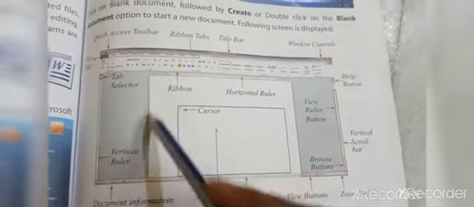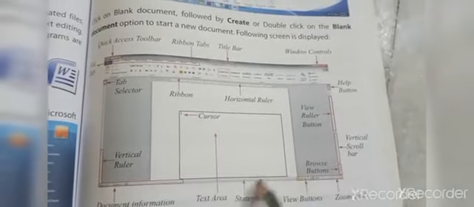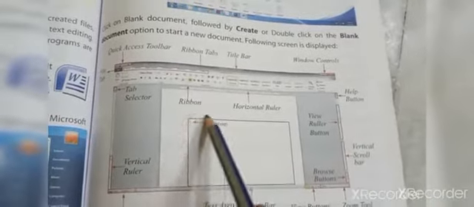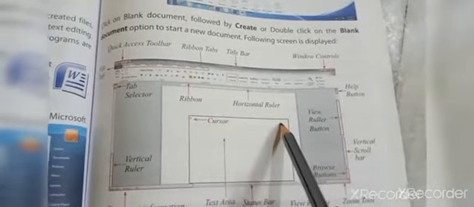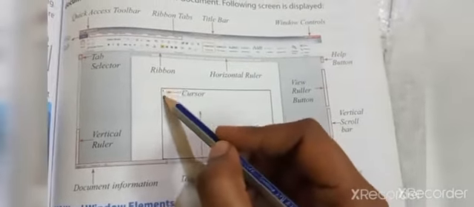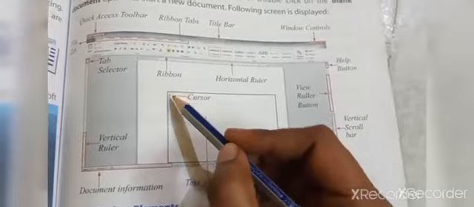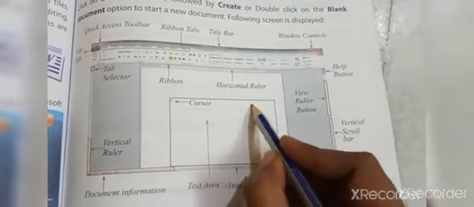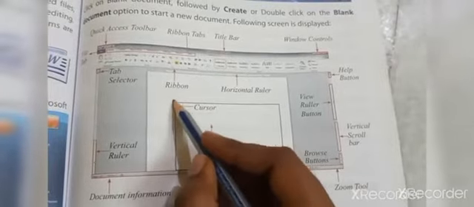And the next one is the document window. See page number 87. See, this is the document window. This appears just below the ribbon, and here you can start typing your text. See, this is a flashing vertical bar. This is called the cursor. It points to where you type your text.